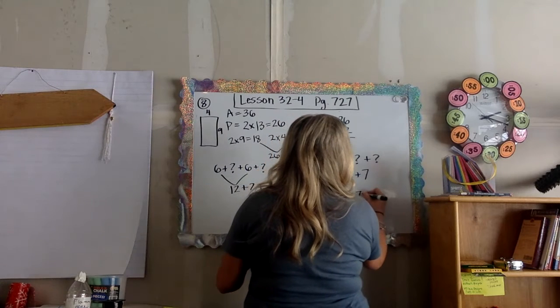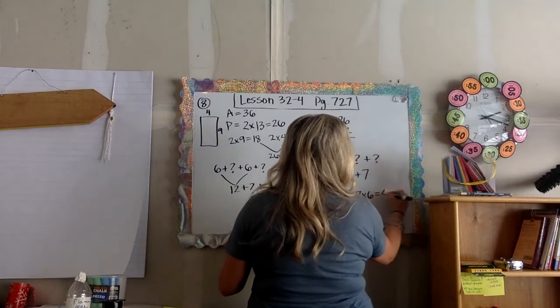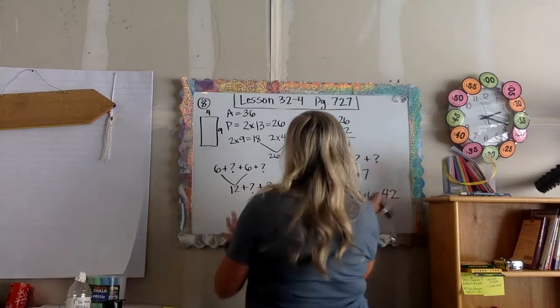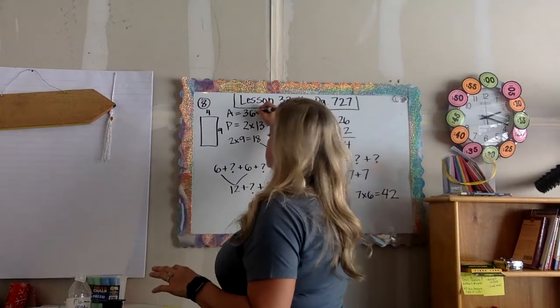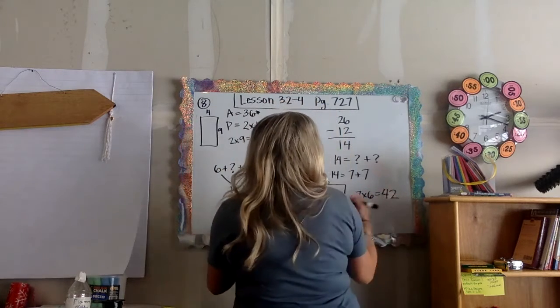Now let's try to see if this is right. 7 times 6 would give us the area of 42. So it would have a different area. This one is 36. The new one is 42.